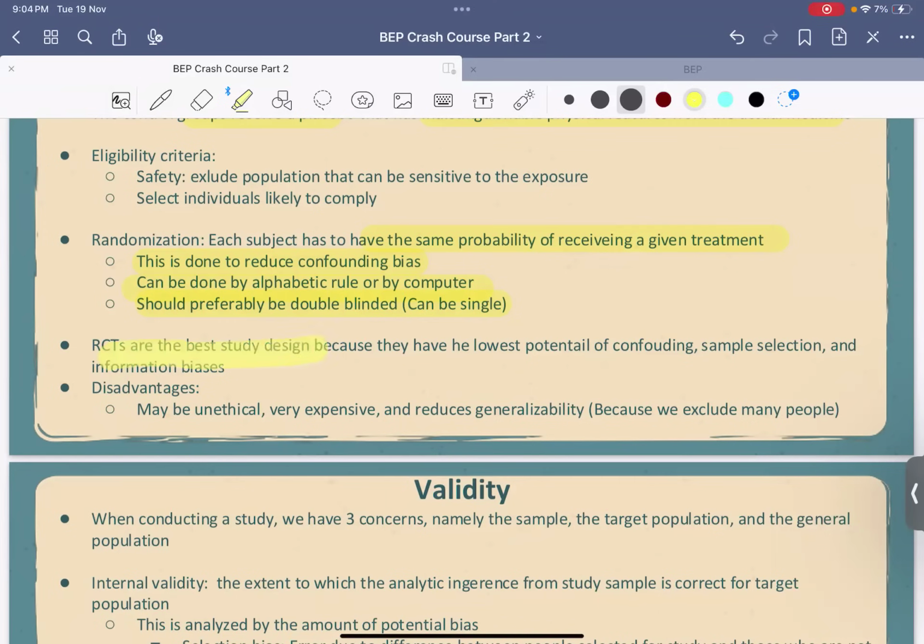RCTs are the best study design ever. It's the best type of study design because they have the lowest potential of confounding bias if done properly, sample selection bias, and information bias. It doesn't depend on, for example, asking patients what happened, or were you exposed, or whatever. So this is open for bias. Other studies all have risk of confounding bias and sample selection bias. But RCTs, if done properly, have almost none of these biases, and that's why it's a very good study design.